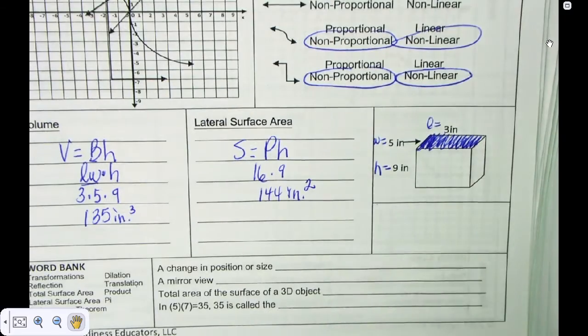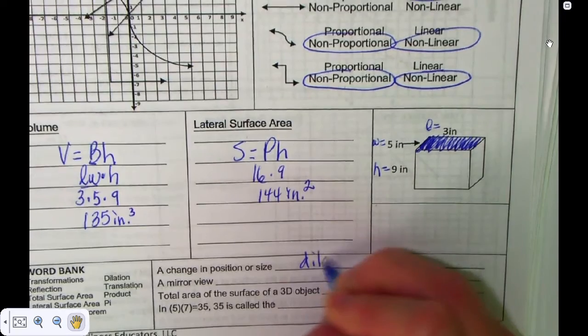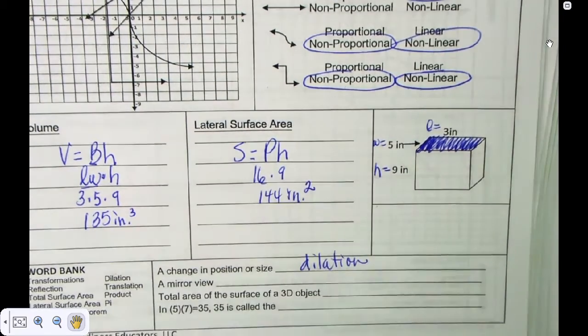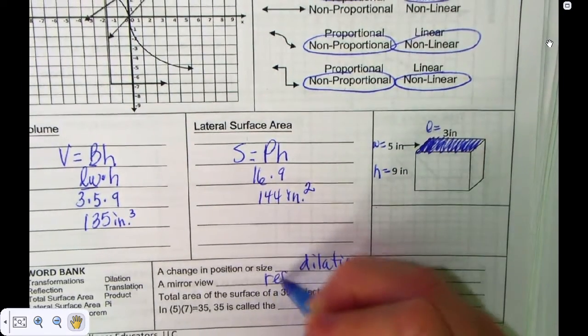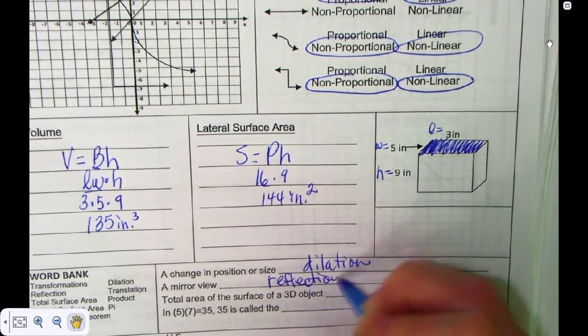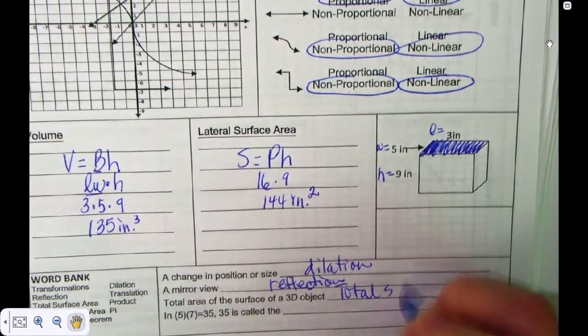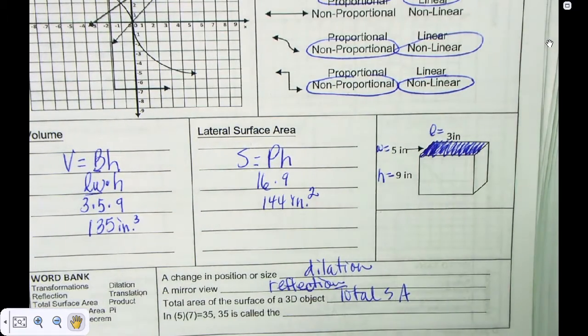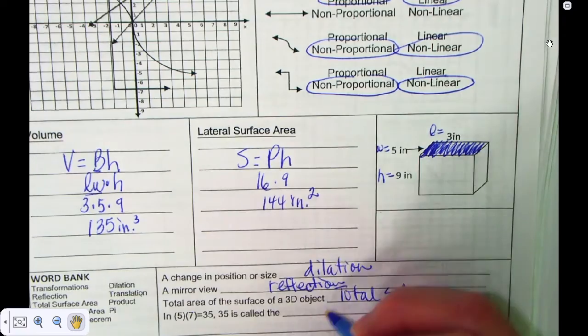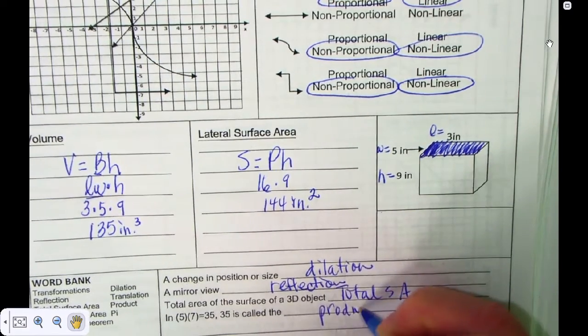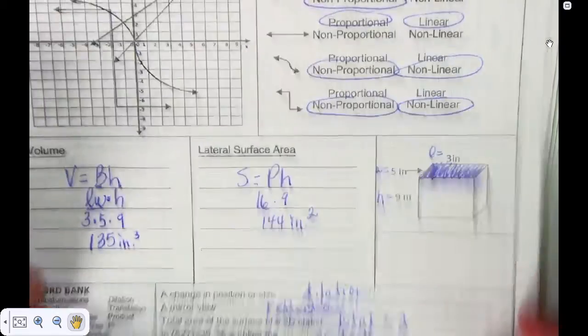Okay, a change in position or size. Dilation. A mirror view. I think we have this now, don't we? Total area of the surface. Total surface area. 5 times 7 is 35. 35 is called the product. Awesome.